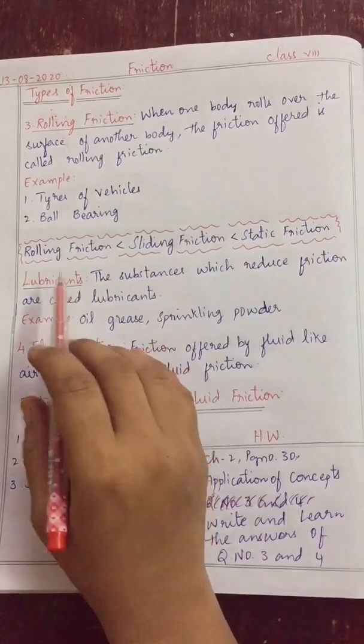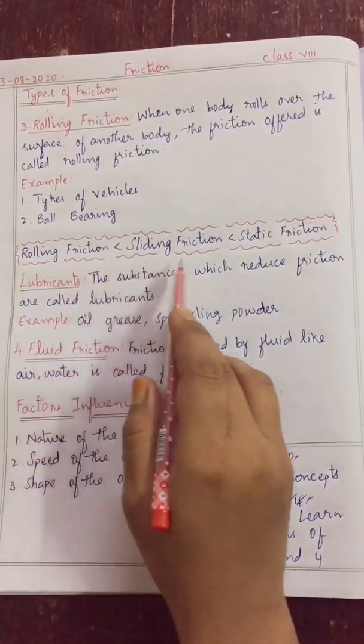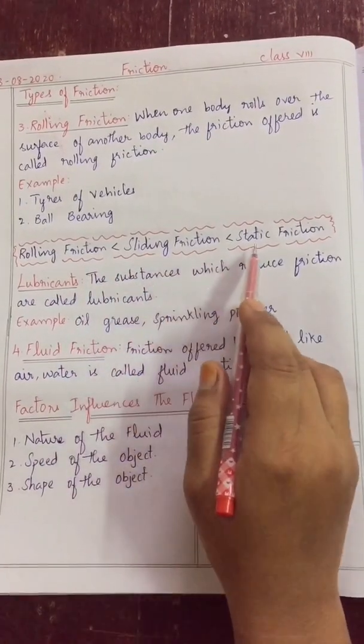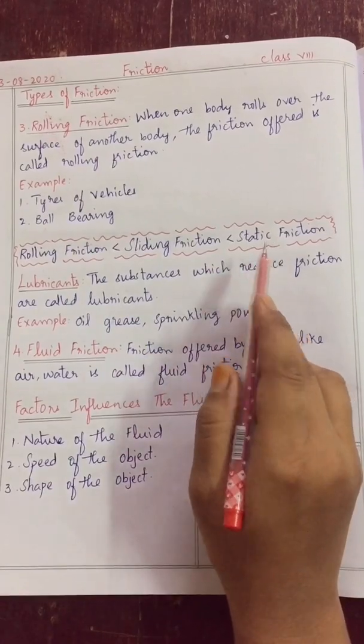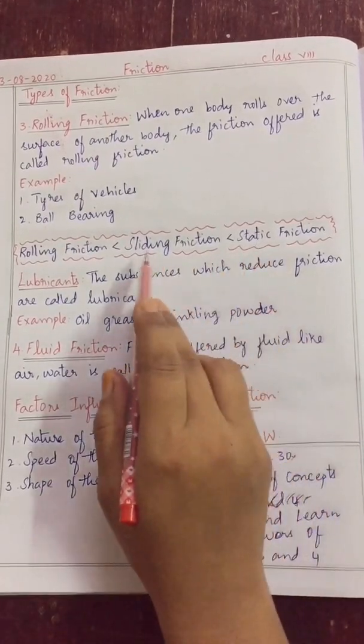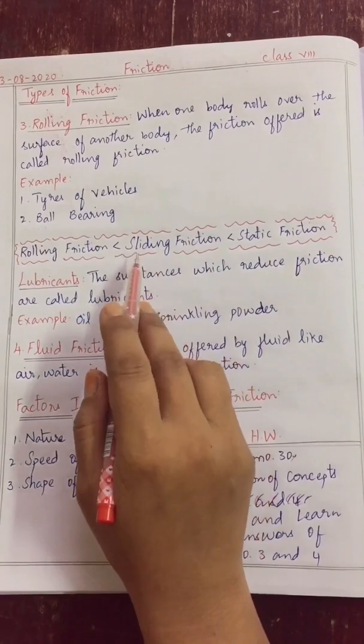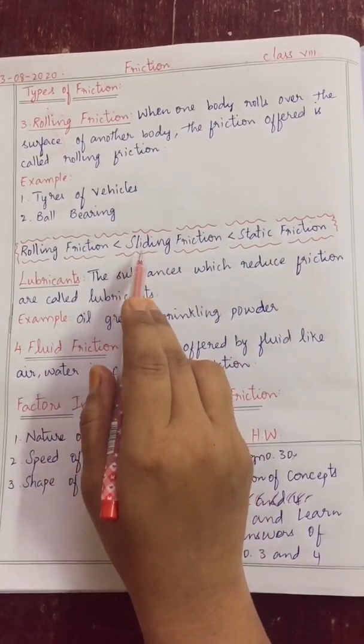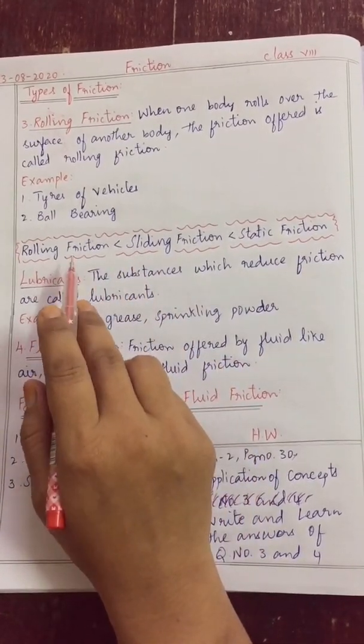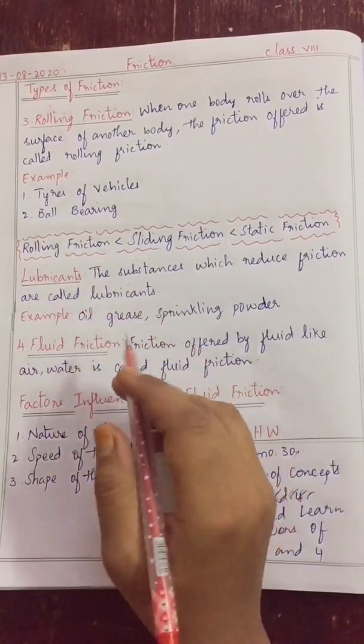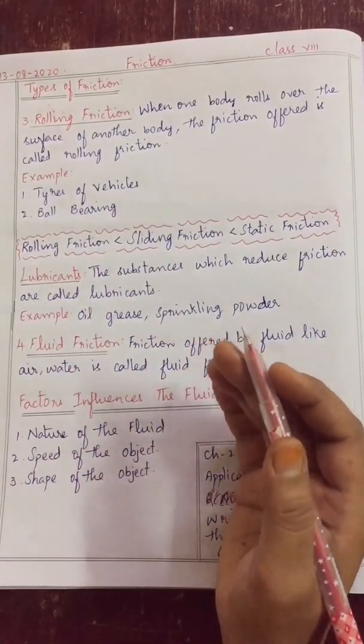And always remember, children, rolling friction is less than sliding friction, and sliding friction is less than static friction. That means static friction is always greater than sliding friction, and sliding friction always offers more friction compared to rolling friction. Can you think of more examples of rolling friction in your daily life, children?